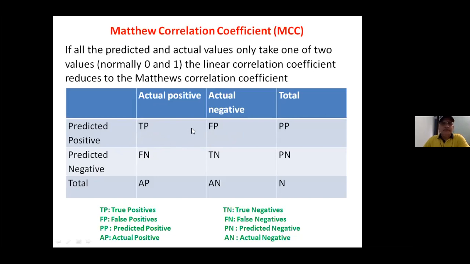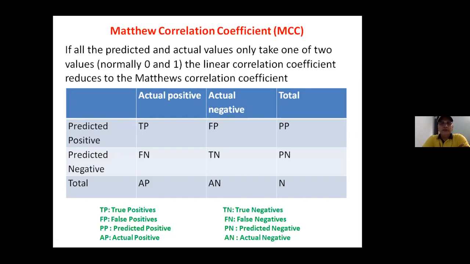And if I take this plus this, then this is called predicted positive. This is predicted negative. And this is actual positive, and this is actual negative. And if you take the sum of this, it is the total n, right? And based on this, there is a ROC curve.